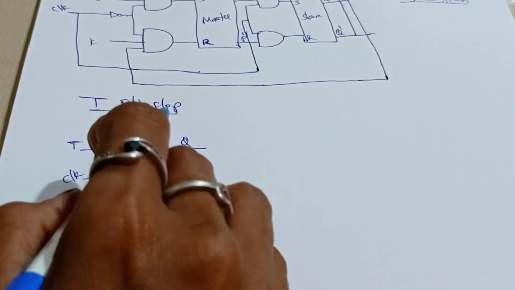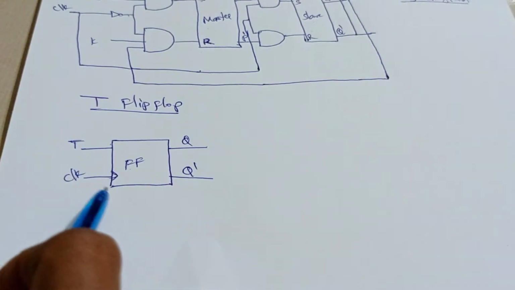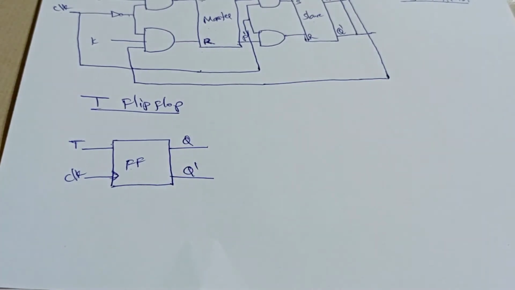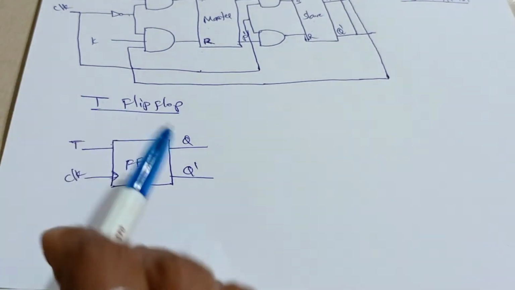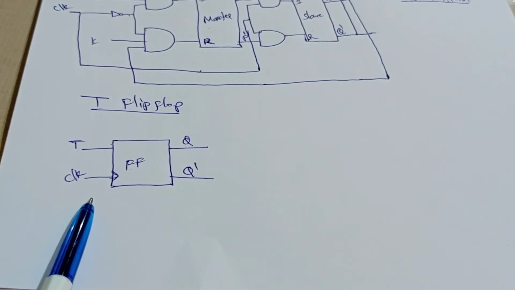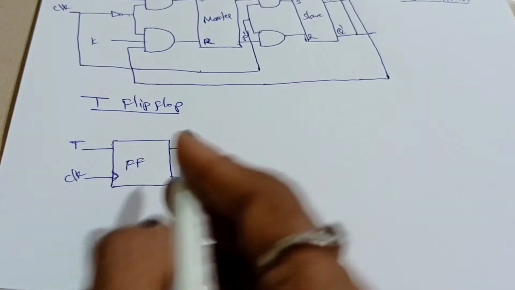Flip-flop. It is also called the toggle flip-flop. It has a T input and clock input and outputs Q and Q bar. These are frequently used in building counters. When T is equal to 1, the flip-flop changes state after the active edge of the clock. When T is equal to 0, no state change. Now we'll see the truth table.